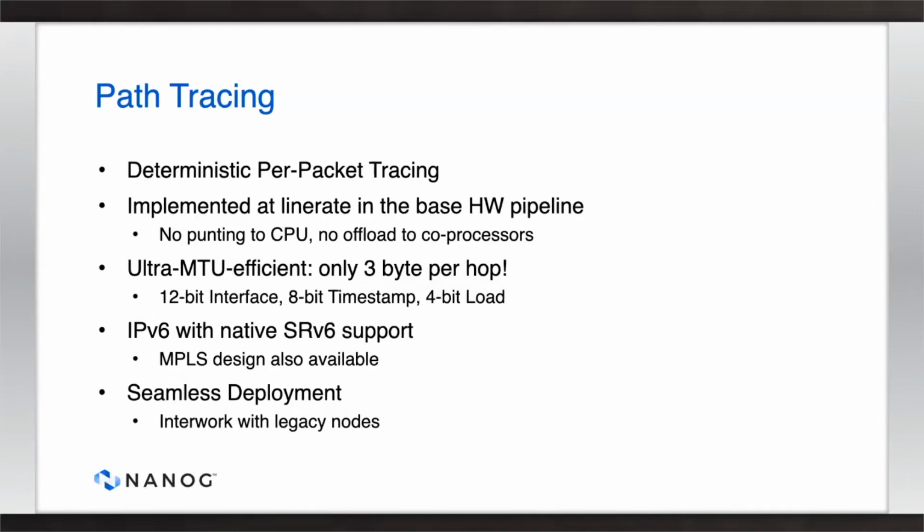The other important thing is that with anything you introduce, it has to work with what you have deployed. So a legacy node in this would only see this as a v6 packet. It won't have to do any of these path tracing features, and you can fill in the gap.